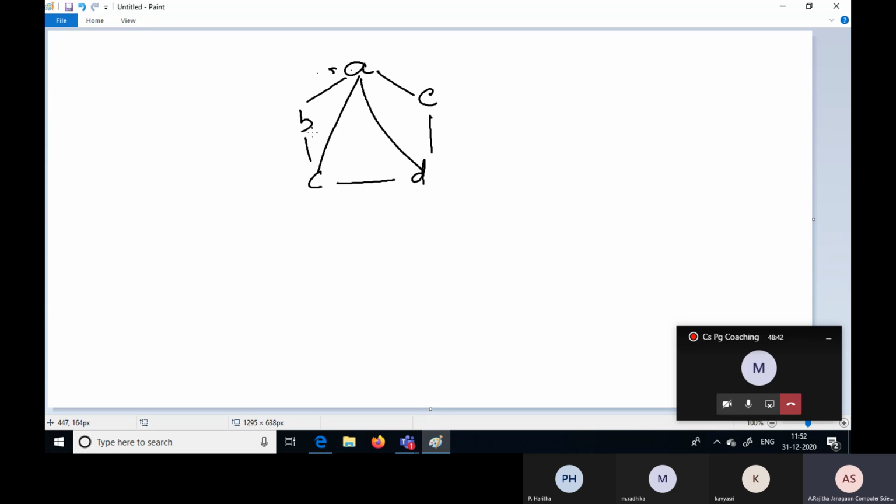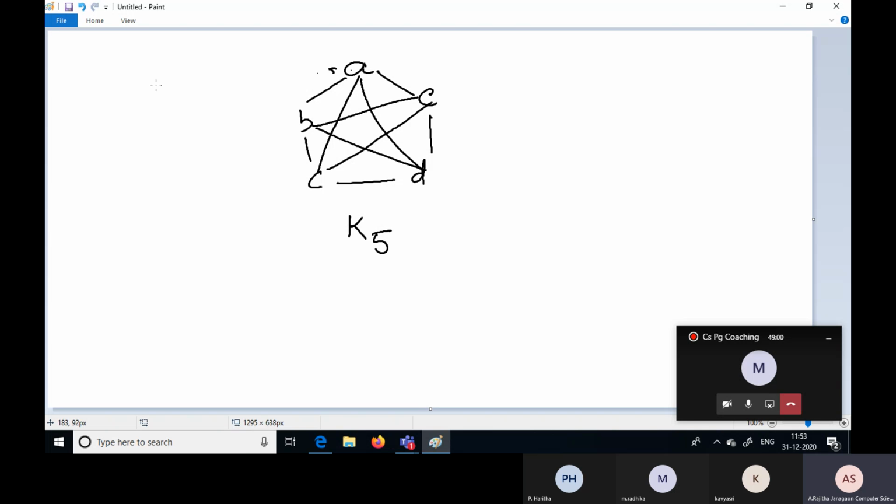Next, B to A, B to C, next E, next D. So coming to C: B, D, A, next E. And coming to D: C, E, B, A. Coming to E: A, D, C, B. Okay, this is for the complete graph.